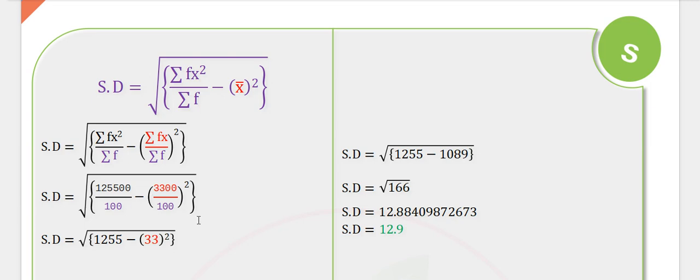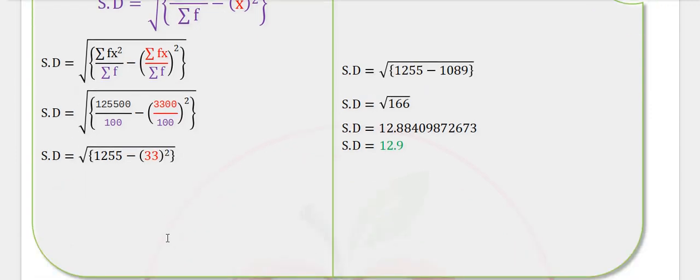So now that we've substituted everything, the next step is simple, guys, just to simplify. The simple mathematics is 125,500 divided by 100, which gives 1,255, and 3,300 divided by 100 gives 33. You understand? It will give you like that. And now you just square it out. You can even use the calculator to square it out. You should end up with this once you've calculated everything.